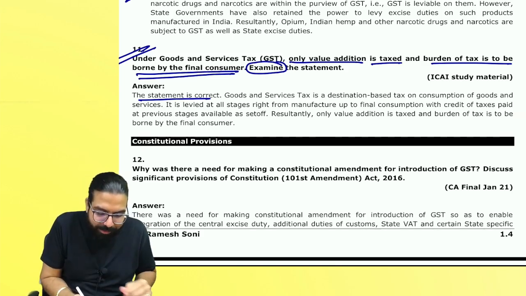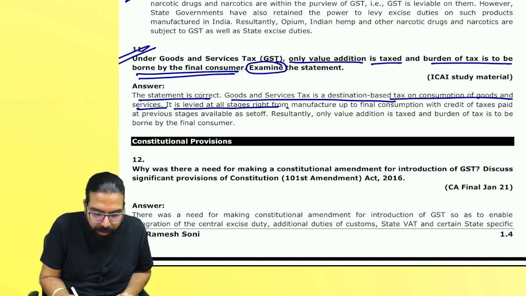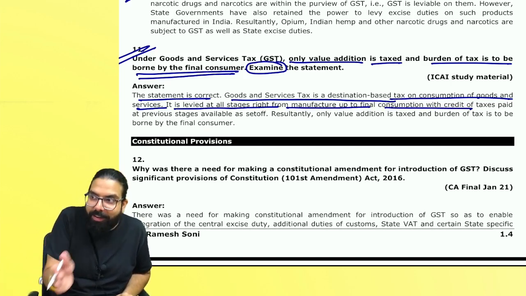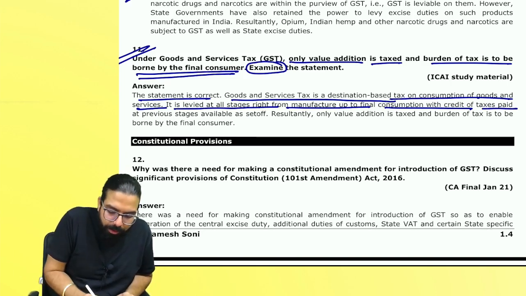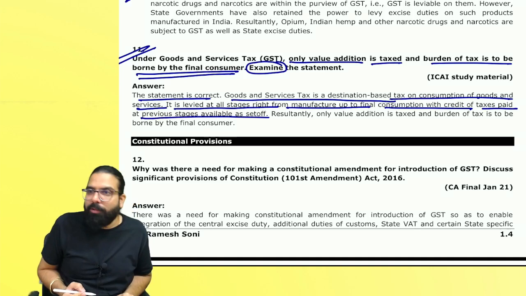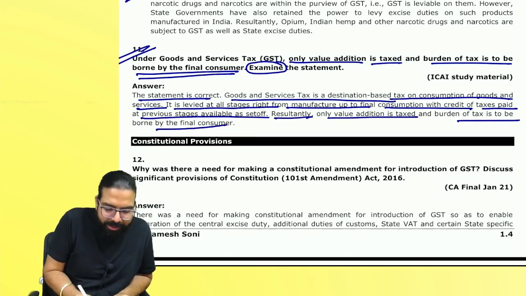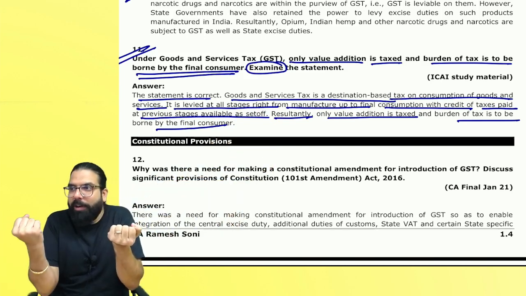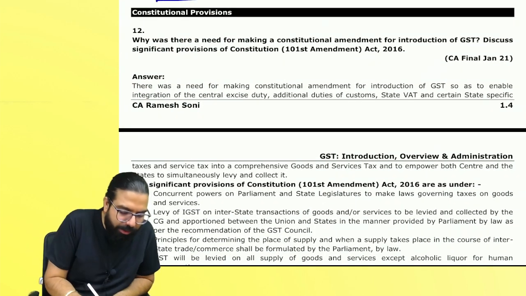So, GST is a destination-based tax on consumption. It's levied at every stage, right from manufacturing up to the final consumption. Tax paid at the previous stage will be allowed as set off, and resultantly only value addition is taxed. Output tax will be there, input tax will get the credit, you will set off and pay the balance.